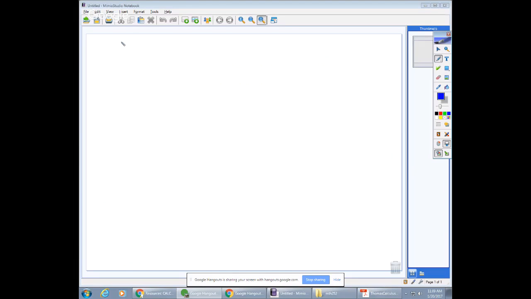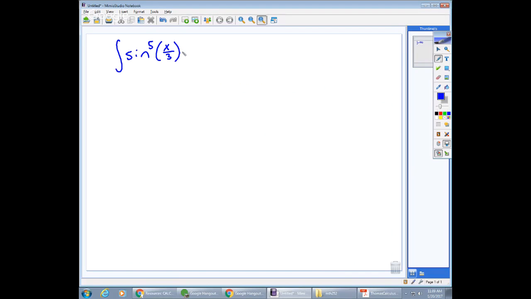So let's consider the integral of the sine to the 5th power of x over 3 times the cosine of x over 3 with respect to x. And so it's kind of a complicated integrand, and so we'll need to consider a substitution to try and simplify it. Suggestions?